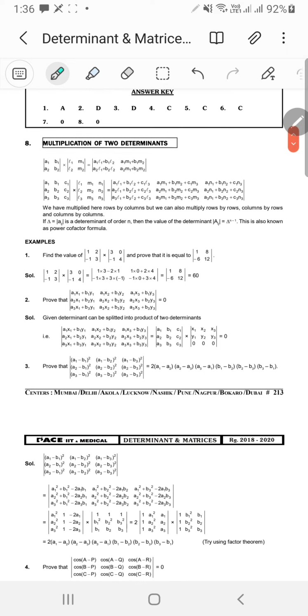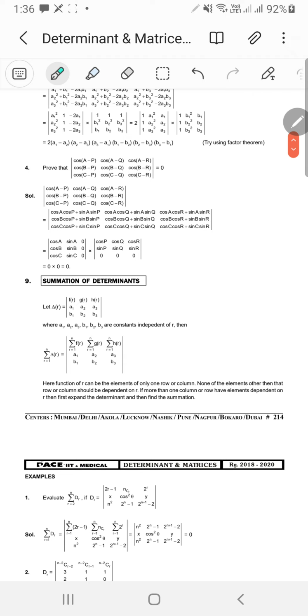I'm used to this stuff. Cool. So let's go to the next thing, summation of determinants. Okay, so you can do this for one row. Cool. Okay, it's not bad, it's doable. Only one row or column; none of the elements other than that row or column should be dependent on R. If more than one column or row have elements dependent on R, then first expand the determinant and then find the summation. Right? Doable, not bad.